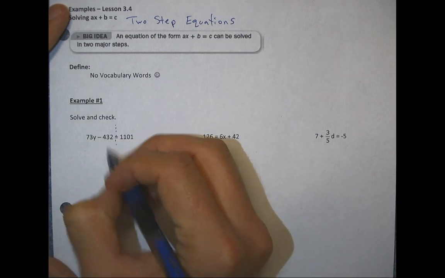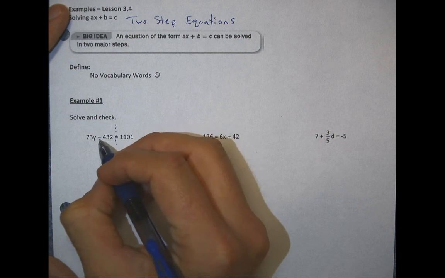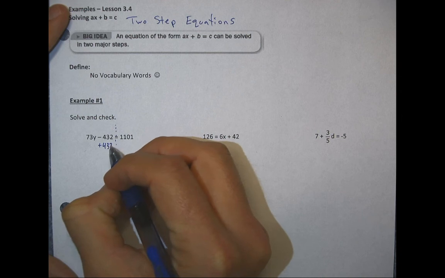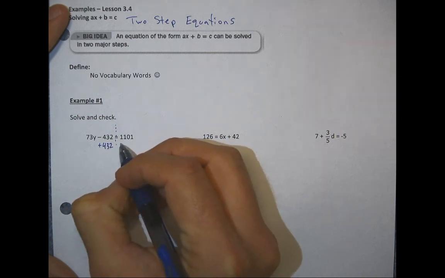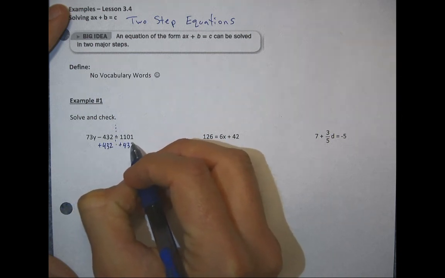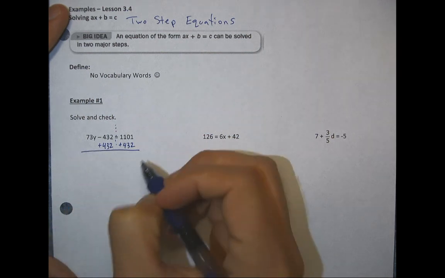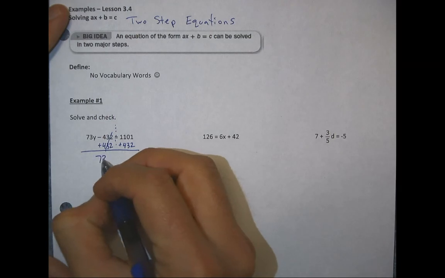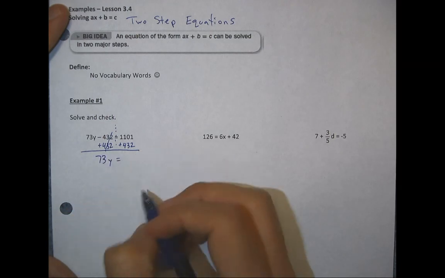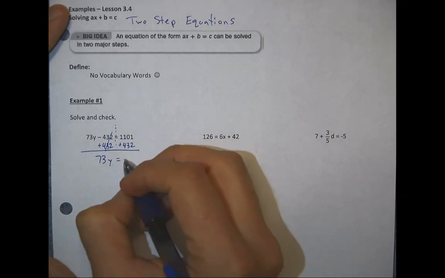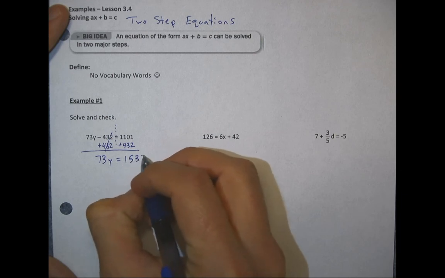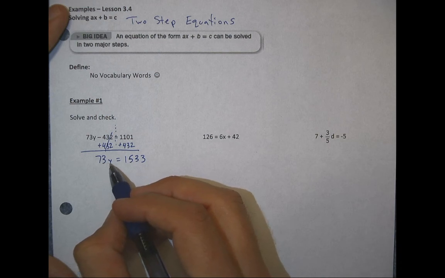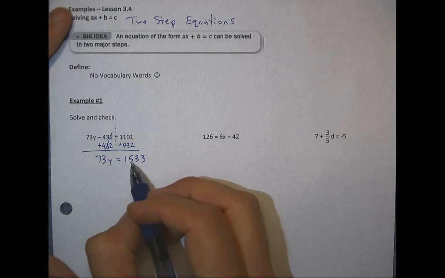So to get rid of it, we have to get it to 0. So we're going to count this like it's a negative 432. So we need a positive 432 to get this to 0, and we always have to balance it. Both sides of the equation. So these simply cancel out, and we're going to have 73y equals, we're going to add those together. That's 1533. And at that point, right now it says 73 times something equals 1533.